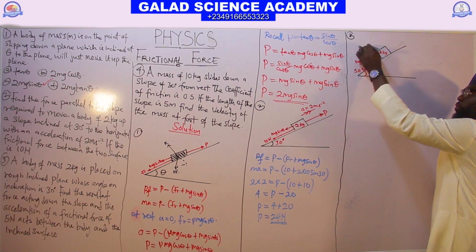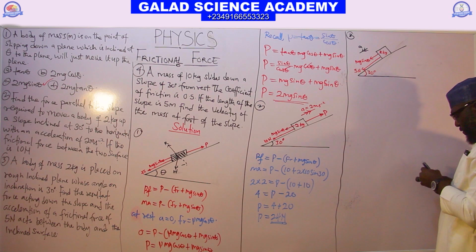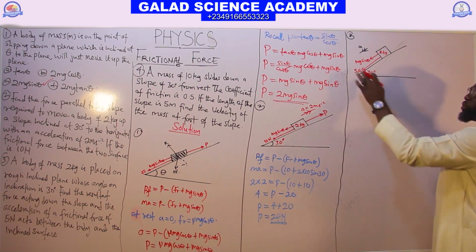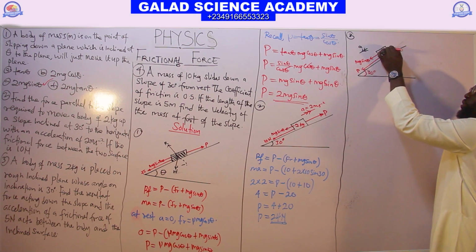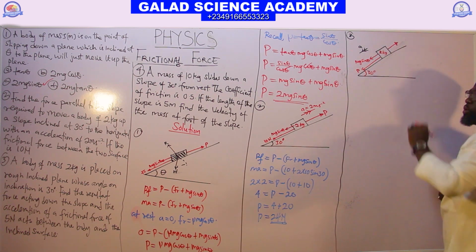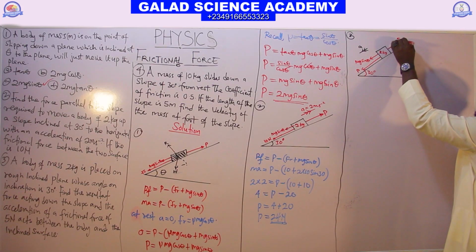The body is moving down the slope. The frictional force acts up the slope, and the applied force is not given. The frictional force given is 5 Newton.